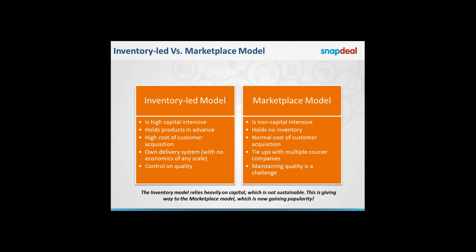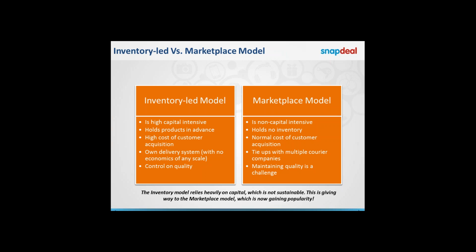In contrast to that, the marketplace model is gaining popularity, where it is non-capital intensive. We don't hold products of our own. There are sellers who are getting associated with us. The products are with them at their warehouse, and as and when they receive a sale, they pack the products as per our guidelines, and then they get a pickup arranged for our pickup boy to come over, pick it up from their place, and then drop it to the buyer. This is a model where maintaining quality is completely in the hands of the seller, who's actually packaging the product and then shipping it out to the buyer's place.